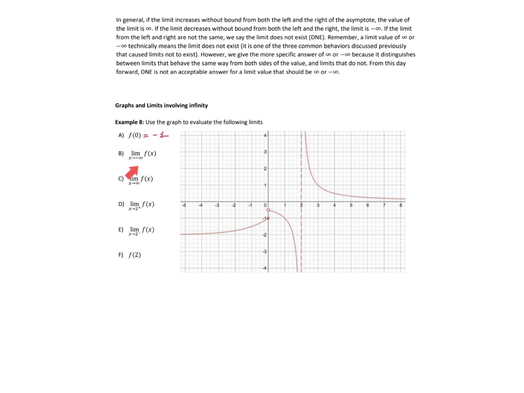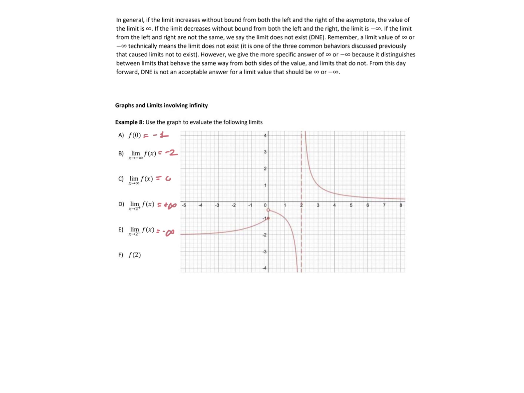For number 2, limit as x goes to negative infinity. So we're talking about a horizontal asymptote. It looks like it's approaching -2. So it's going to be -2. As x goes to positive infinity, it looks like it's approaching 0. That's a horizontal asymptote. 2 from the right-hand side: as I go to 2 from the right-hand side, it's going to go to positive infinity. And then 2 from the left, going this way, it's going to go to negative infinity.